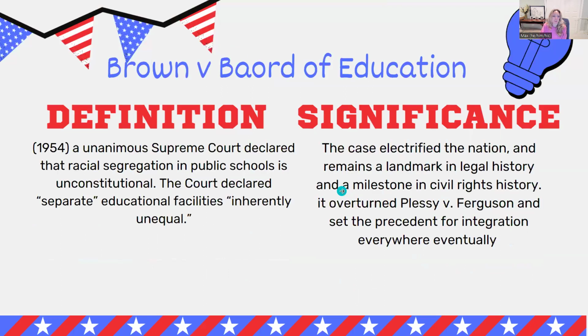Brown v. Board of Education. In 1954, a unanimous Supreme Court declared that racial segregation in public schools is unconstitutional. The court declared that separate but equal educational facilities are inherently unequal. So this overturns Plessy v. Ferguson and sets the precedent for integration everywhere eventually.